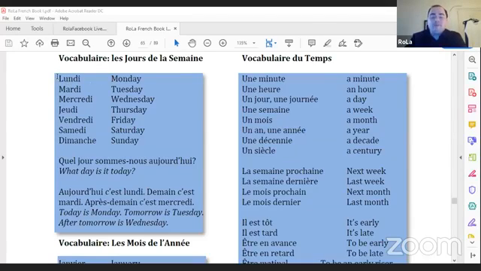So we have lundi. Répétez après moi. Lundi means Monday. Mardi, Tuesday. Mercredi, Wednesday. Jeudi, Thursday. Vendredi, Friday. Samedi, Saturday. Et dimanche, Sunday. Dimanche.